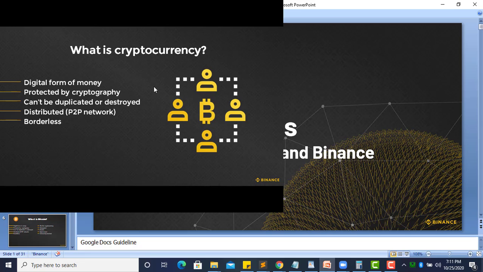Can't be duplicated or destroyed. Distributed P2P network. The distributed P2P network means that it is distributed peer-to-peer. That means there is no central server. There is no middleman. Once you send it to the person you are sending to, it goes to the person straight.